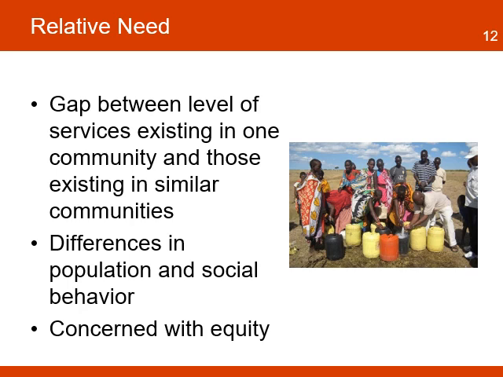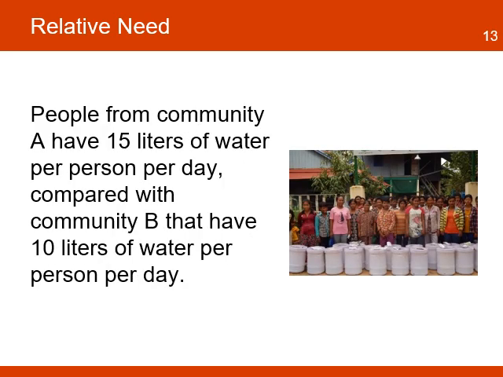Relative need is measured as the gap between the level of services existing in one community and those existing in similar communities. The analysis must take into account the differences in population and social behavior. This type of need has a concern on equity, especially when dealing with scarce resources that have to be shared amongst the different communities. An example of a relative need is people from community A have 15 liters of water per person per day, compared with community B that have 10 liters of water per person per day.